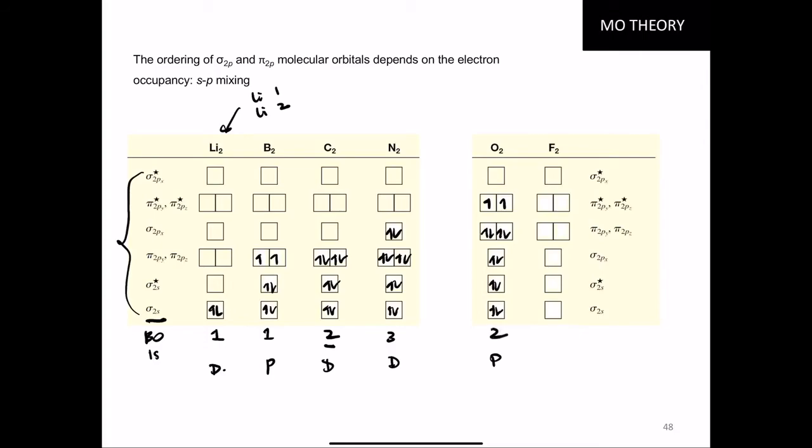Fluorine has 7 valence electrons. 7 times 2 is 14. 2, 4, 6, 8. I'm following the rules this time. 2, 4, 6, 8, 10, 12. Oh, I broke the rule that time.